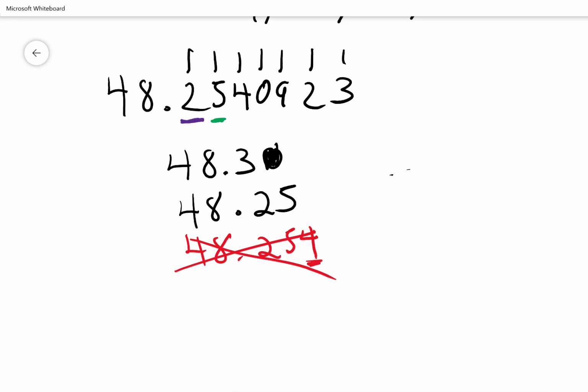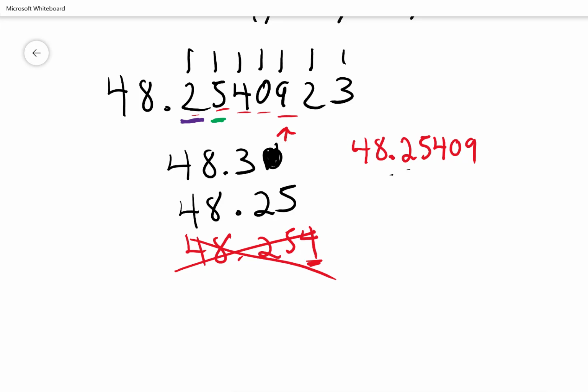You might also be asked to round to a certain number of decimal places. So if you're rounding to 5 decimal places, so that's decimal place 1, 2, 3, 4, 5, the 5th decimal place, in other words, the 5th place after the decimal point, is the number you're interested in, and you will only look at whatever is immediately to its right. So rounded to 5 decimal places, our answer is 48.25409.